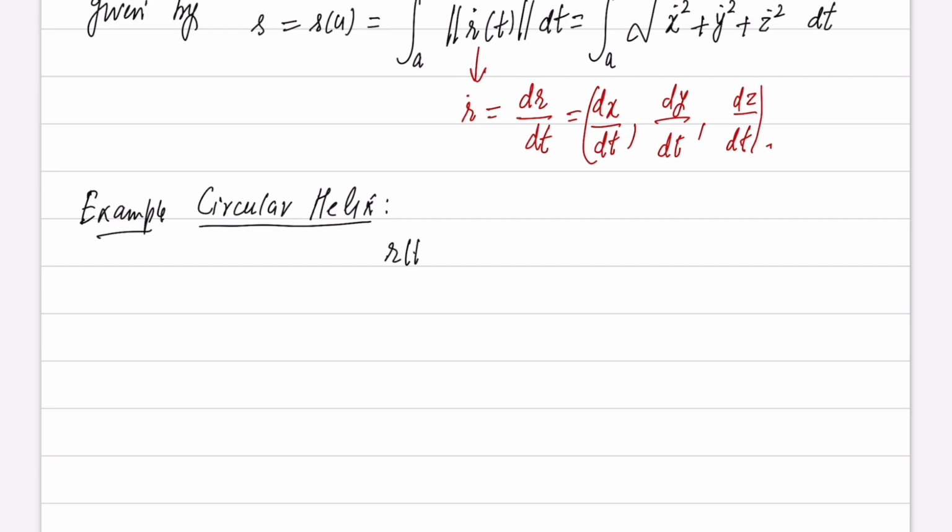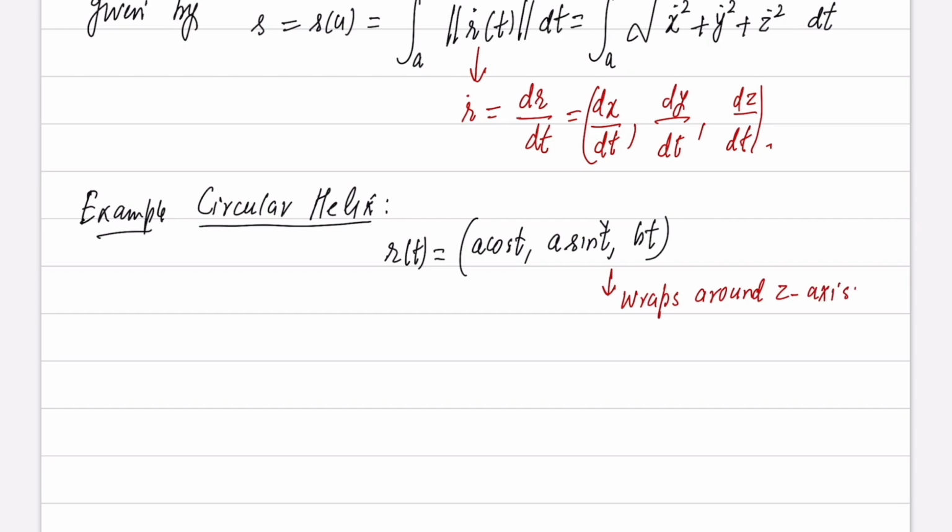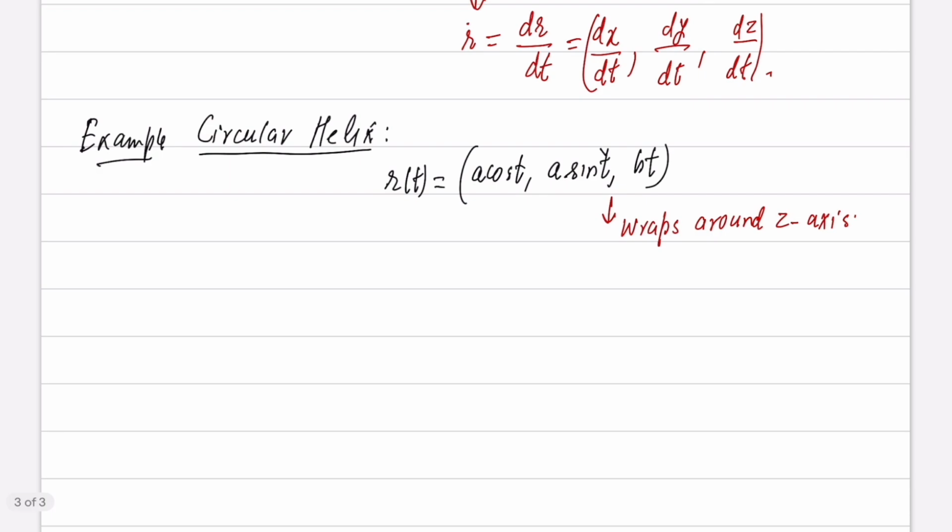A circular helix is represented by r of t with coordinates a cos t, a sin t, bt. And this will be the circular helix which wraps around the z-axis. Or we can say the z-axis will be the axis of this circular helix. Similarly, if we write the circular helix which wraps around the x-axis, we have to write it like this: bt, then a cos t, a sin t. Then this will have its axis as the x-axis.